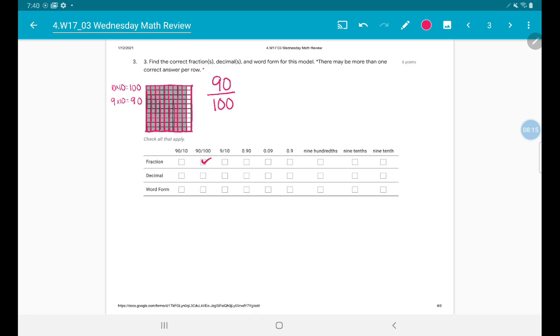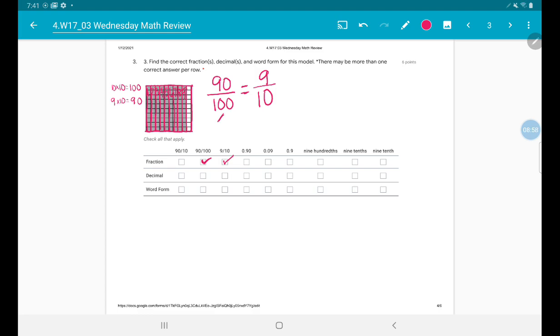And if I look at that, of the 10 columns that I have now, there's 1, 2, 3, 4, 5, 6, 7, 8, 9 of the 10 equal rows. So we have an equivalent fraction. 90 100ths is equivalent to 9 tenths. So those are going to be my 2 fractions.